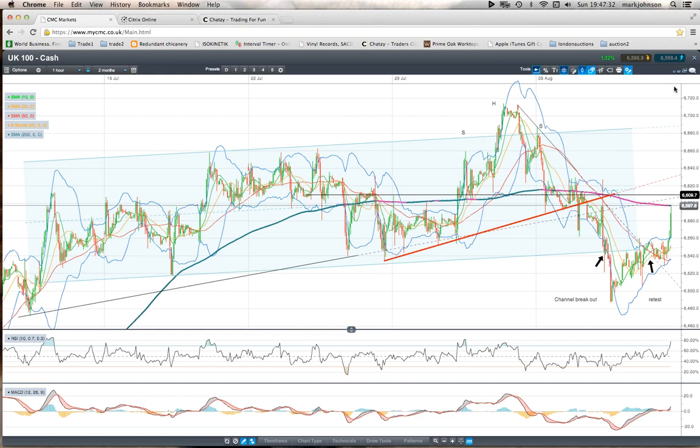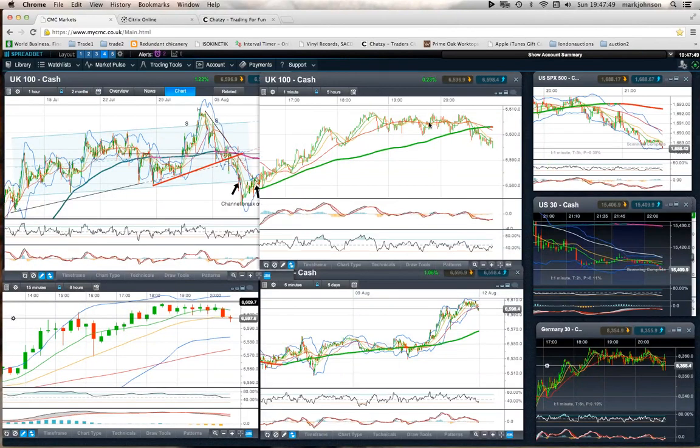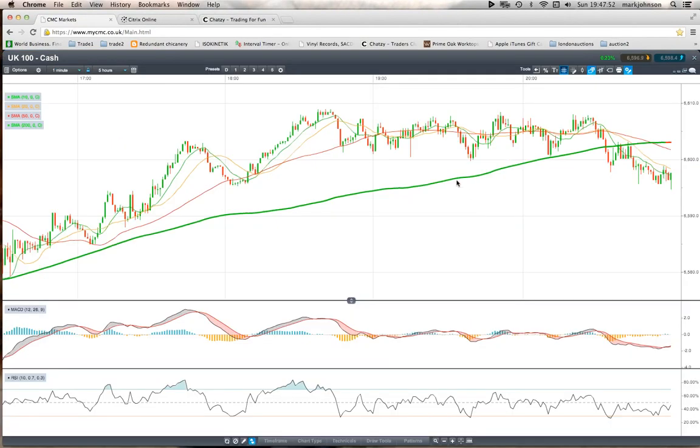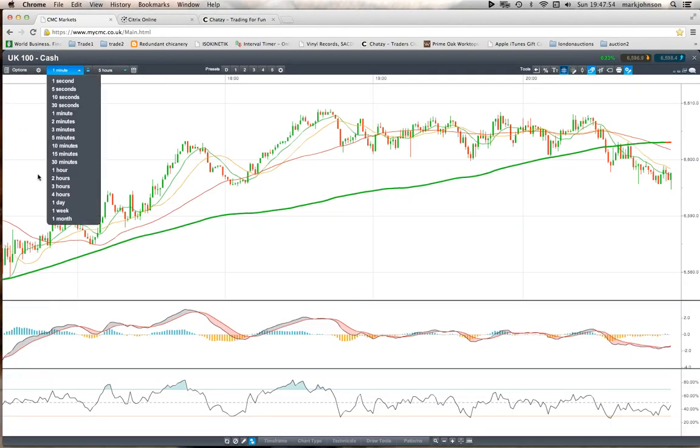6840. That's going to be so 6685, 6785, 6825 would be my target if it breaks out of this channel. Right, 6825. Let's see if that's a significant level here.